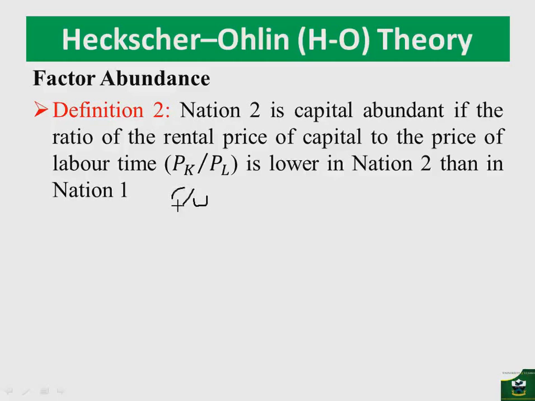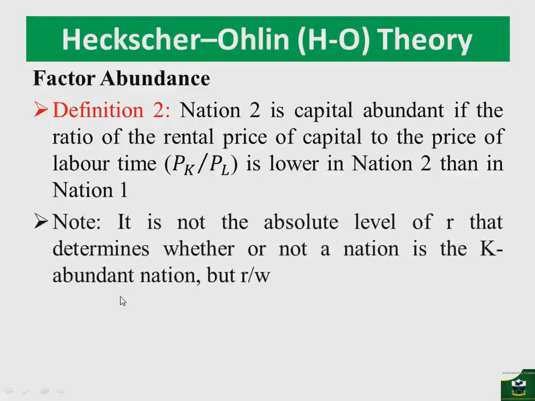That means the relative factor prices are cheaper in Nation 2, and therefore the factors of production are cheaper to obtain. Then it means that if this ratio is lower, then Nation 2 is capital abundant. And if this ratio is higher compared to Nation 1, then the converse will be true. Okay, so from this, we note that it is not the absolute level of R that determines whether or not a nation is the capital abundant nation.